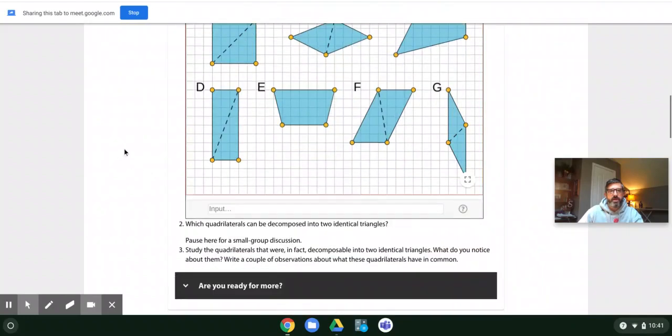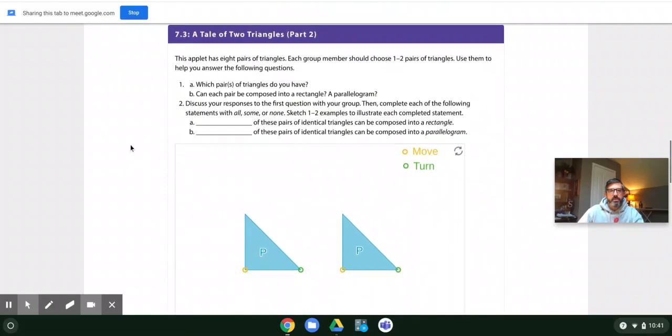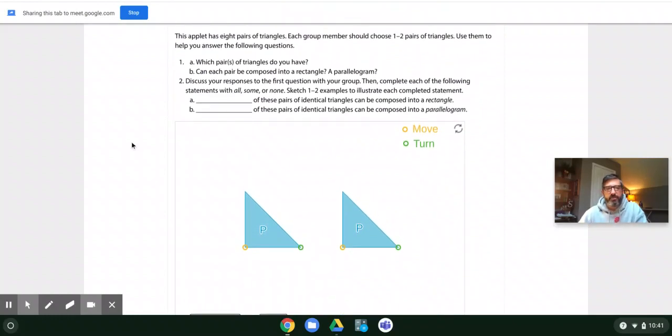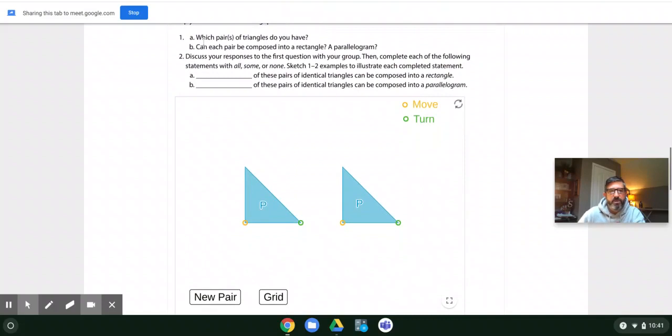Okay, let's move down to the next. So here we have a little diagram that shows us a pair of triangles. Now we're going to work through a couple of these. We'll choose two pairs. This one you see here is labeled P, and we're going to use those to help us answer these questions. So which pair of triangles do we have here? We have P.